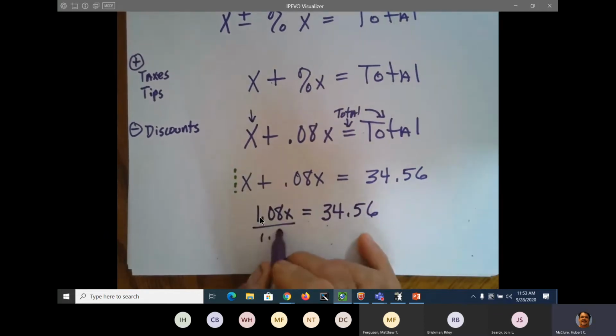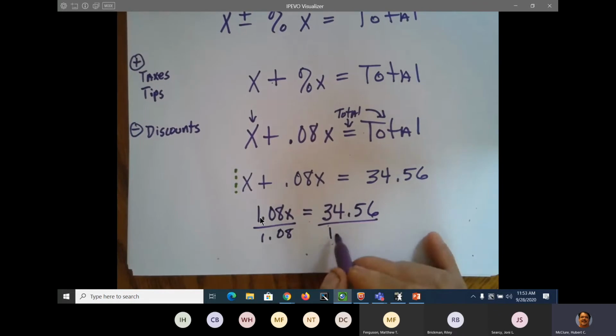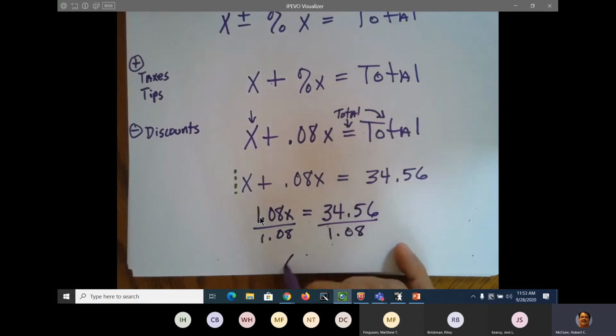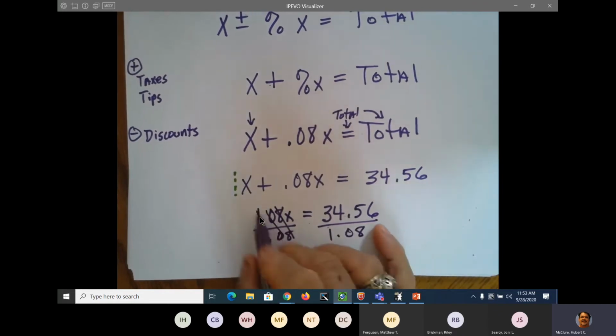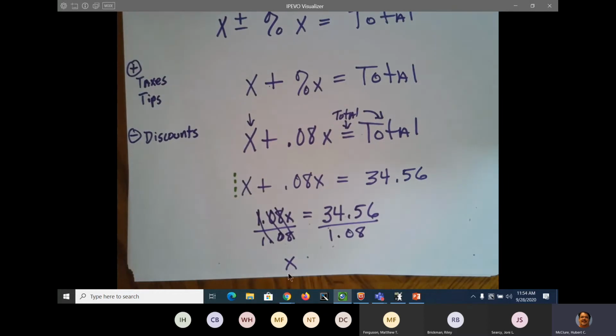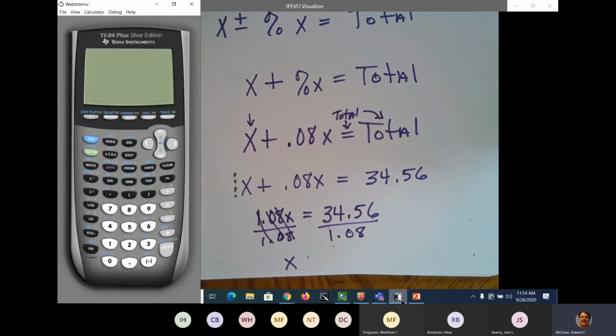Divide by 1.08. And x is equal to, handy dandy calculator.